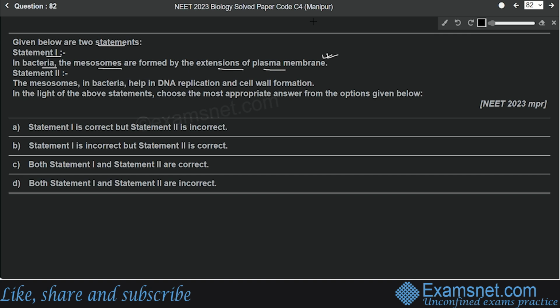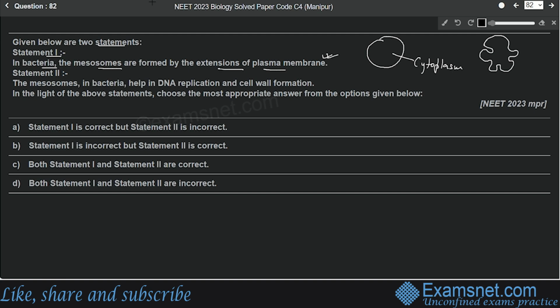We know that the plasma membrane is the outer covering. And inside the plasma membrane, we have cytoplasm. So when the plasma membrane extends inside the cytoplasm, like this, this extension of plasma membrane inside the cytoplasm is known as mesosome. So these are observed as invaginations of the plasma membrane.